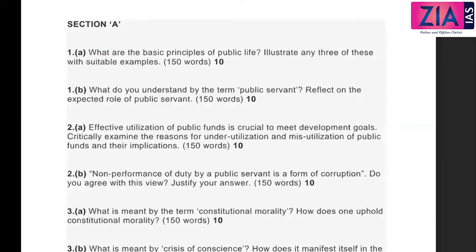Okay, now, second question: what do you understand by the term public servant? Reflect on the expected role of a public servant. Something which is a very open and direct question. So for the expected role of a public servant, you should be in a position to write. So what is a public servant?